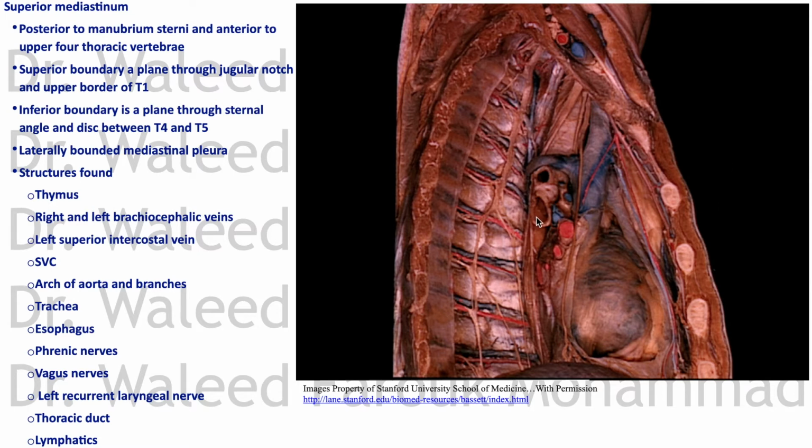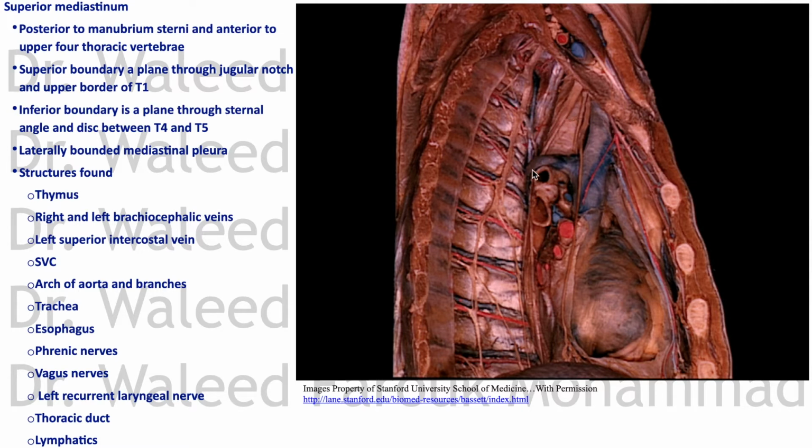The superior mediastinum, as you can see here in this specimen, is this part. It's bounded below by a plane passing through the angle of Lewis, which is the second costal cartilage level, and back to the disc between T4 and T5. And the superior boundary is bounded by a plane passing through the suprasternal notch or the jugular notch and the first thoracic vertebra. So we are talking about this area.